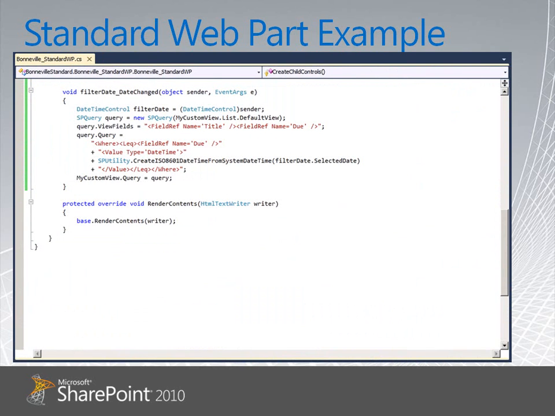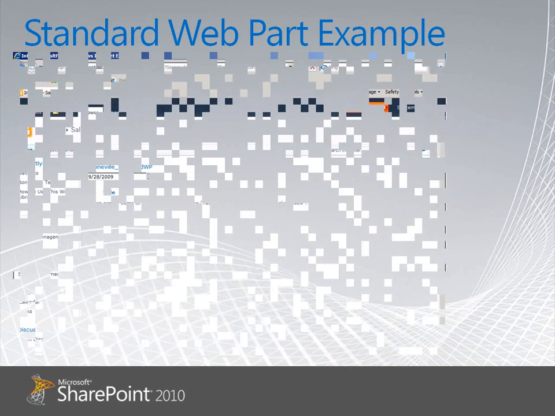Here's our date changed method for our datetime control, and what we're doing is modifying the properties of the myCustomView query. So we've got some very simple CAML, or collaborative application markup language, where we're effectively filtering the tasks list by the selected date.